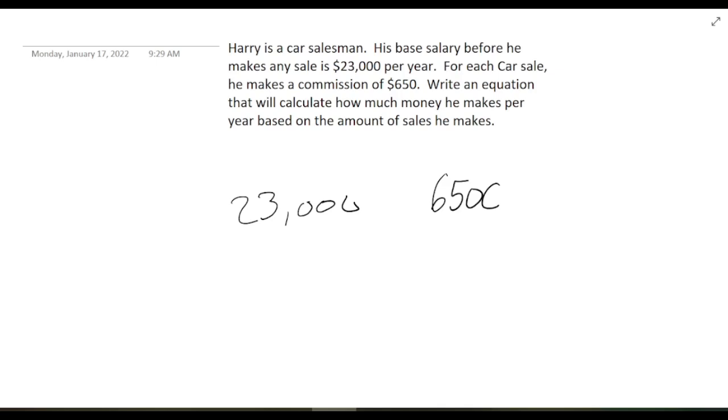Okay, so now that we have these two, let's look at what the last sentence is. Let's look at what the word problem is asking us. It's saying write an equation. We know that's going to involve an equal sign that will calculate how much money he makes per year based on the amount of sales he makes. So to calculate how much he makes per year, we need to know how much he's making in a year, which is the 23,000, and how much money he makes off of commissions per car sale, and we have that represented here. So we can add these two together, right?